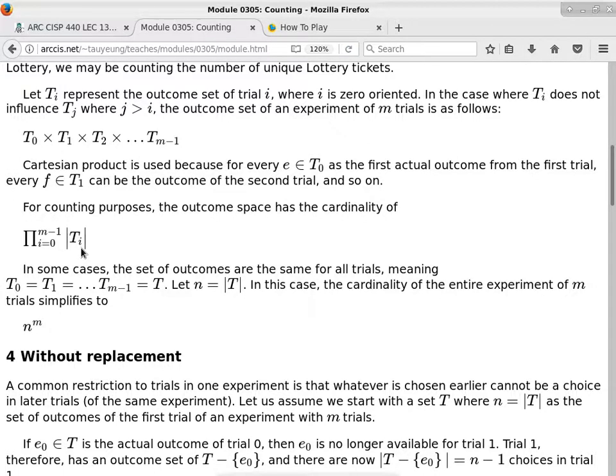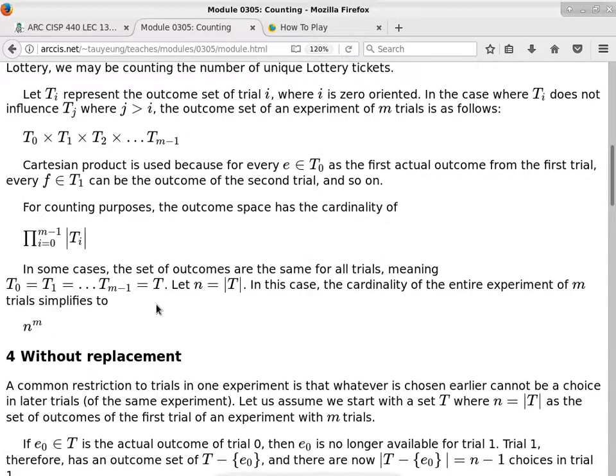All right. So in a lot of cases, T subscript 0 and T subscript 1 and all the way up to T subscript M minus 1, they're all the same. In the case of flipping a coin, they're all the same because you only get head and tail, right? No matter how many times you flip the coin, each time you only get head and tail. So in those cases, it is very easy to deal with because if we assume that the cardinality of T itself is n, then doing this experiment m times, or having m trials, would have a cardinality of n to the power of m elements in the outcome set of the experiment.